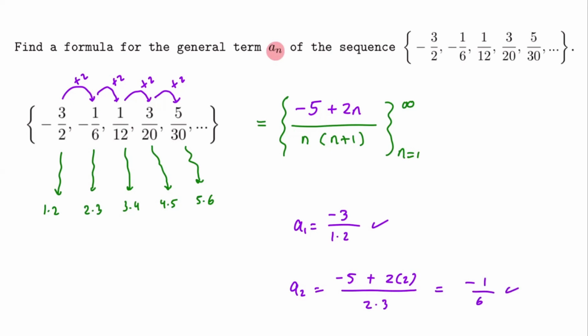So our formula for a_n would just be this one right here. This is our formula for a_n. I hope this makes sense. Again, these questions will take some thought, so please think about them as you're coming up with the formula for the general term.